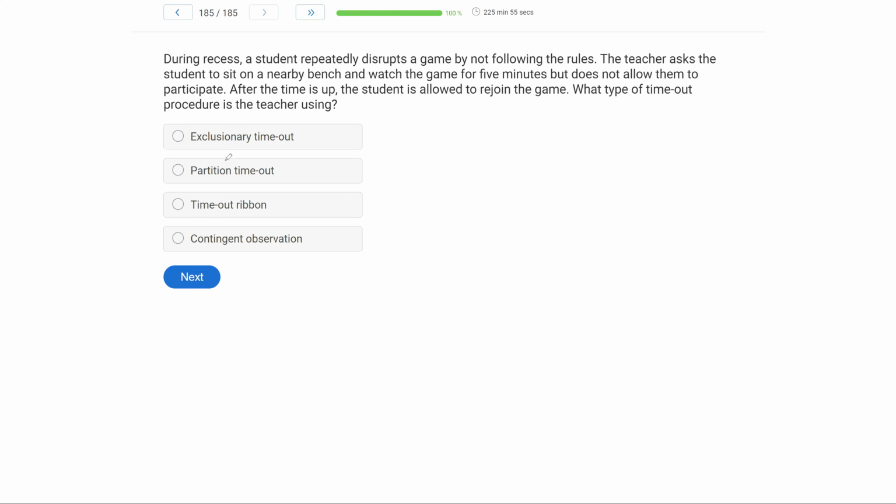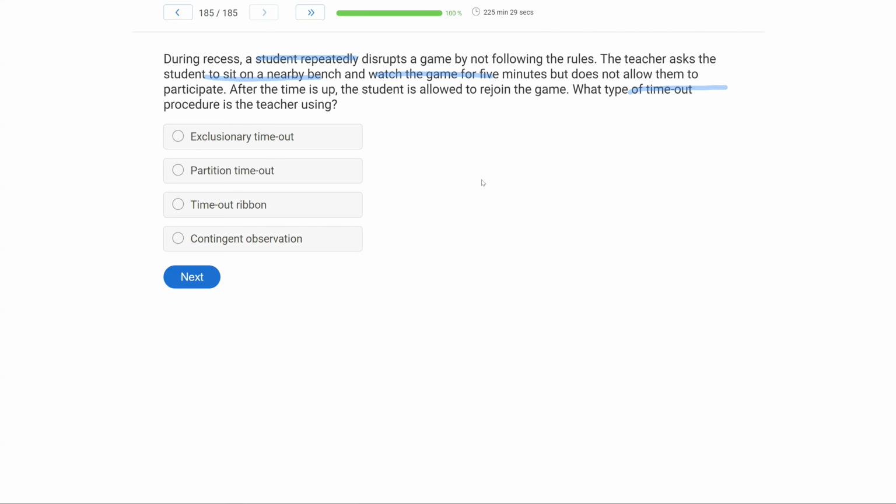So there are several different variations of timeout in ABA. In this case, we have a student who's disrupting the game, so they have to go sit on a bench. They can't participate, but they are watching. What kind of timeout would we call that? A, an exclusionary timeout. With an exclusionary timeout, we're removing the kid altogether. They're not necessarily excluded. They're still there watching.